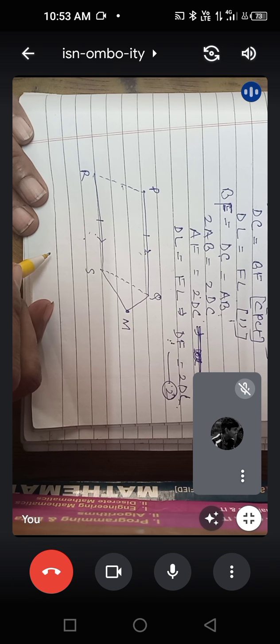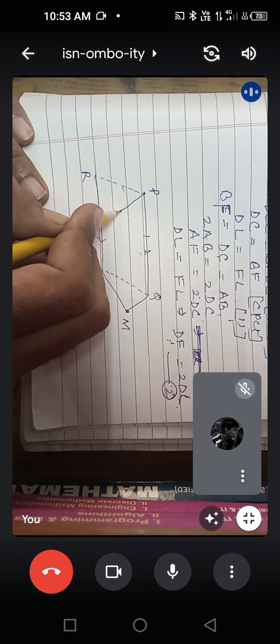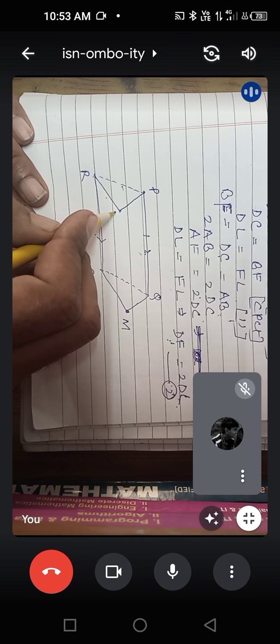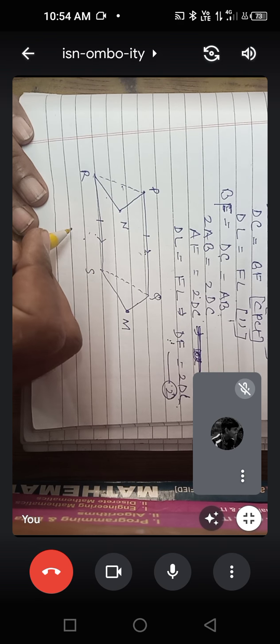And the line through P parallel to QM and the line through R parallel to SM meet at N. So here this is a line drawn parallel to this, and this is a line drawn here which is parallel to this. Both of them are meeting at this point N. Got it? N.